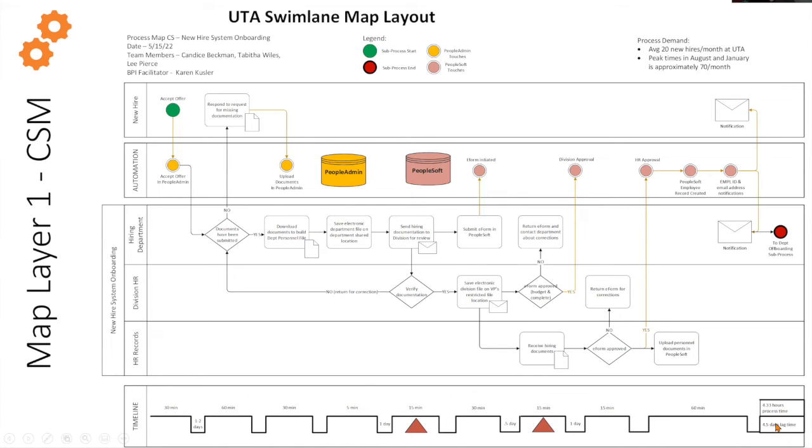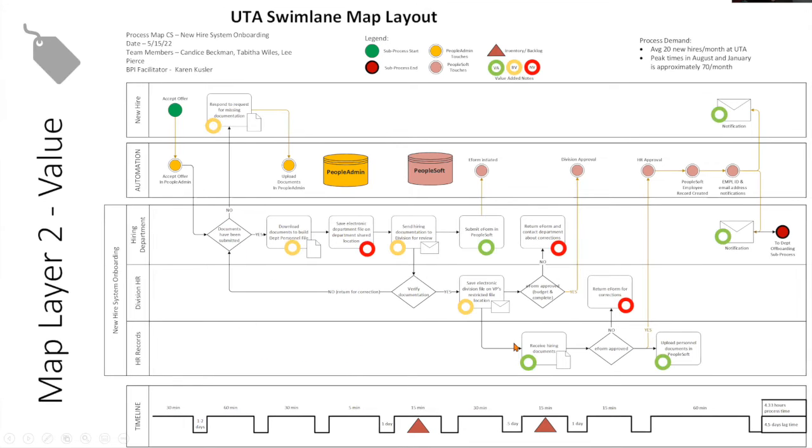This particular map is showing, and I realize all of this is too small. When you get the PowerPoint, you can zoom in and be able to read it so you can follow it. But it's showing that you have 4.3 hours of process time and 4.5 days just to do this from accepting the offer to getting them in the system. And so, you know, that's a long time just to do that small process.